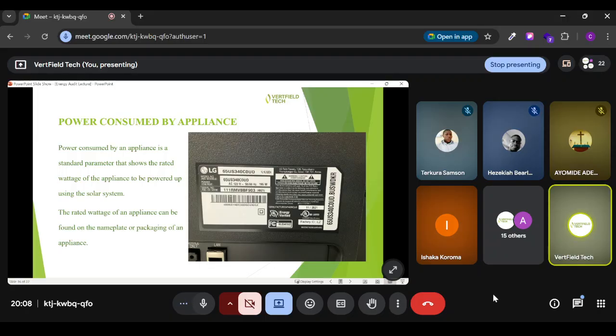Any system at all, be it the fan, the freezer, the air conditioner, you must have the details. So that nameplate contains the voltage, the current, the wattage, the maker, the type of product it is, the brand of product it is, and a whole lot of things. On my screen tonight, you can see a typical example of a nameplate for an LG TV. Yes, this is a nameplate for an LG television.